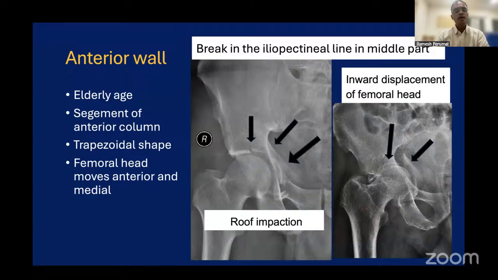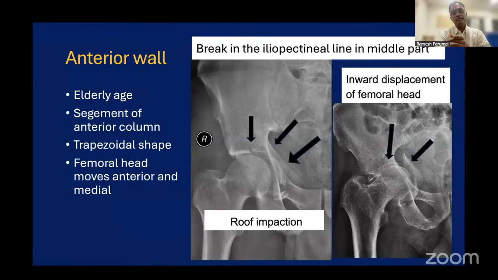The other thing is when you come to the anterior wall fractures. Sometimes the break in the iliopectineal line, the middle part, comprises the anterior wall fractures. Anterior wall fractures are commonly seen in the elderly age group. It is a part of the anterior column in between.